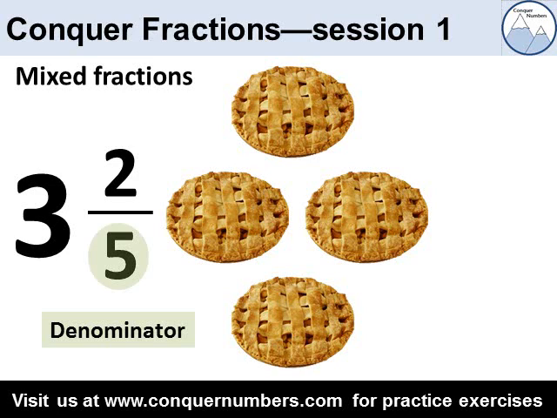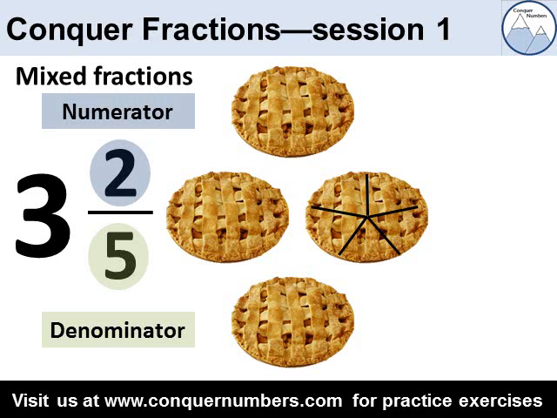And we know from the denominator, we need to cut that last pie into 5 equal pieces. There you go. And we know from the numerator, we need to take 2 of those pieces for ourselves. 1, 2. There you go. So now we're showing 3 2/5 pies. You have the 3 whole pies, 1, 2, 3, and then you have 2/5 of this final pie. And you can see we have 2 slices, 1, 2, of a pie that was cut into 5 total slices. That's what 3 2/5 would look like.